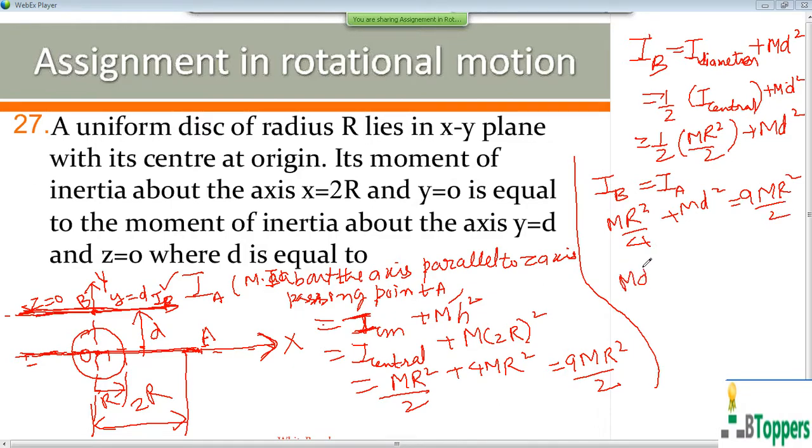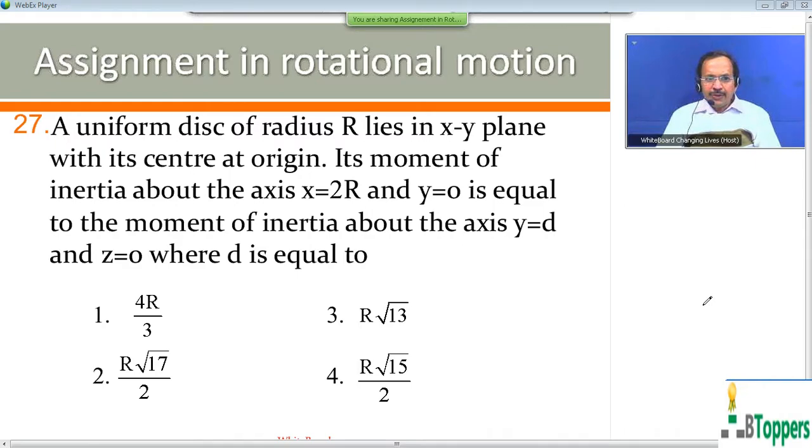So those who want to copy the solution of the problem, they can take a pause and copy the solution of the problem, and complete the simplification. So for question number 27, the second option will be the answer.